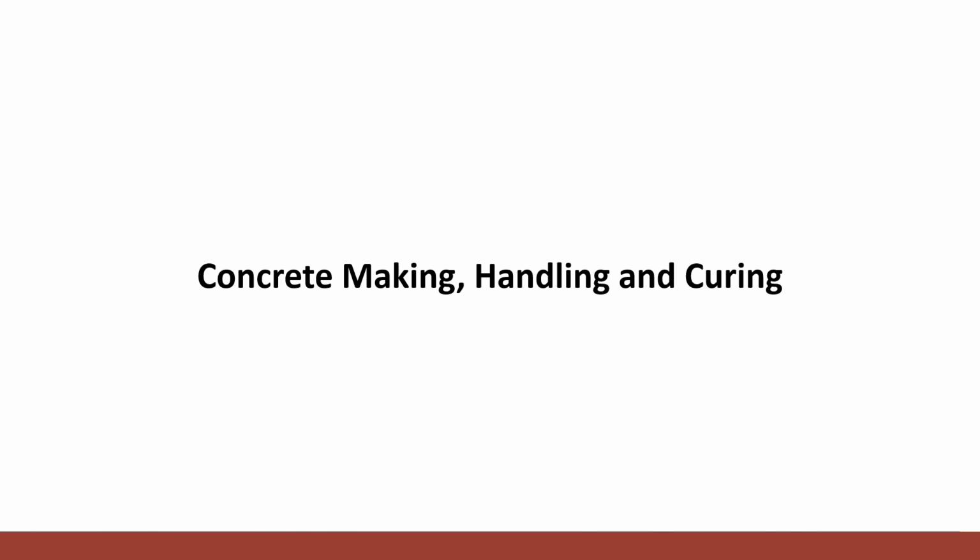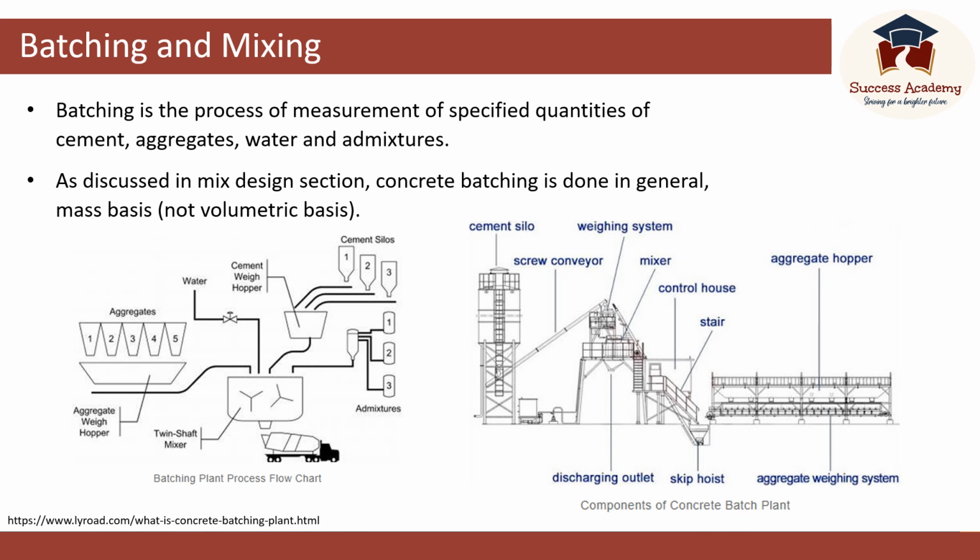In this recording, we are going to discuss concrete making, handling and curing. Let's start with batching and mixing. Batching is the process of measurement of specified quantities of cement, aggregate, water and admixtures. As discussed in the mix design section, concrete batching is done in general on a mass basis, not on a volume basis. So you can see the process flow diagram here.